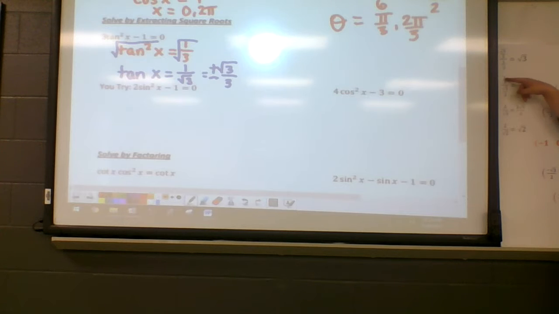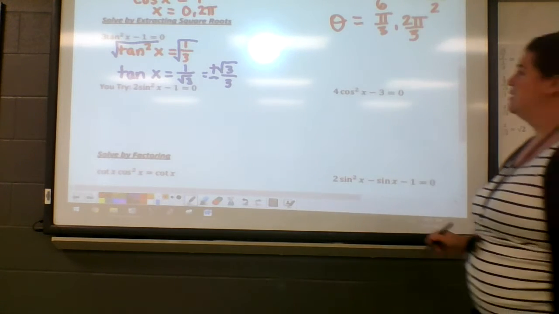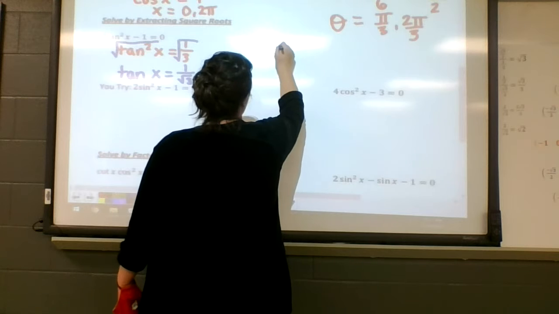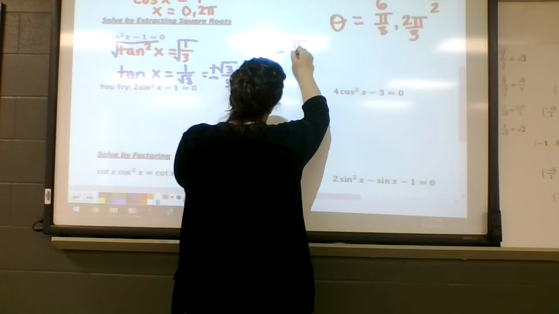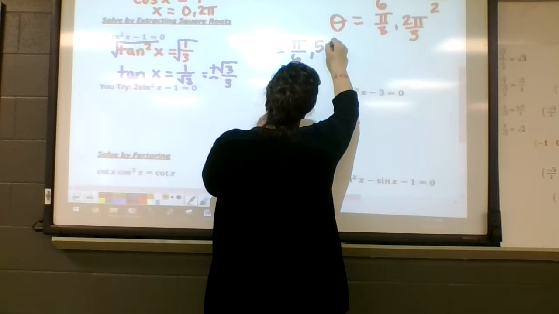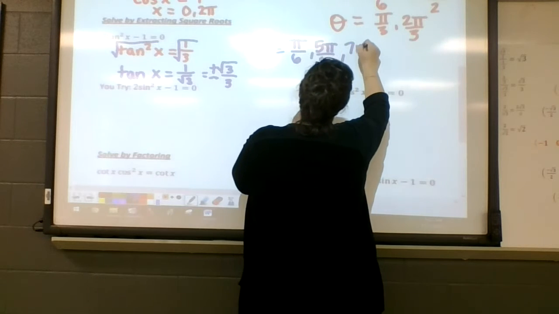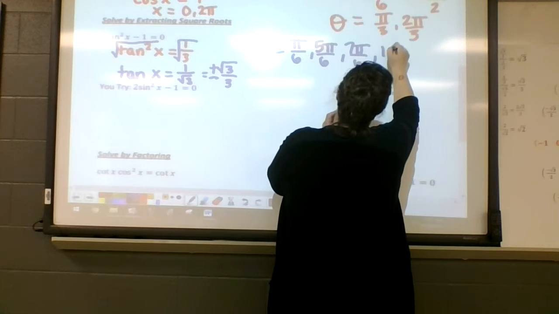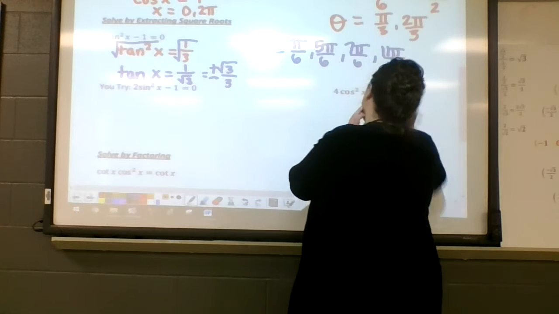So remember, tangent is sine over cosine. So it's where the sine is a half. So pi over 6 and all the over 6's, right? So pi over 6, 5 pi over 6, 7 pi over 6, and 11 pi over 6. So x in this case is any sort of pi over 6, 5 pi over 6, 7 pi over 6, and 11 pi over 6.